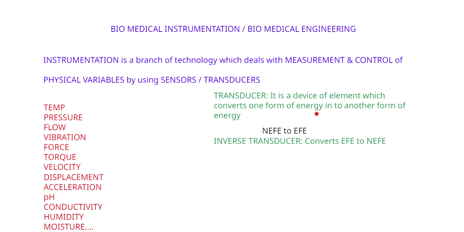Let us take thermocouple. Okay, if I apply temperature to it, it is generating output as millivolts, voltage signal, electrical signal. So temperature is non-electrical form of energy, and output voltage is electrical form of energy. So thermocouple is converting non-electrical form of energy into electrical form of energy. So it is called transducer.